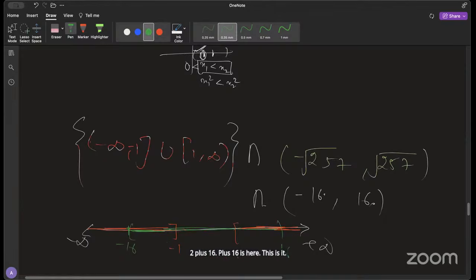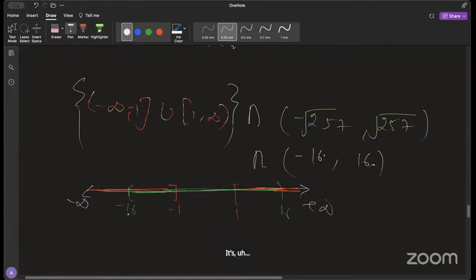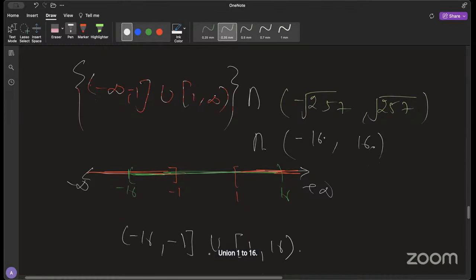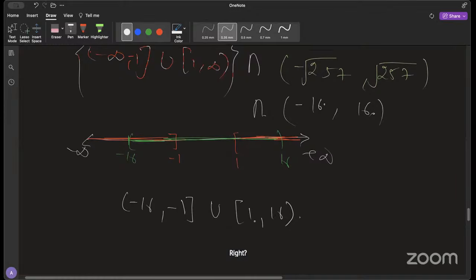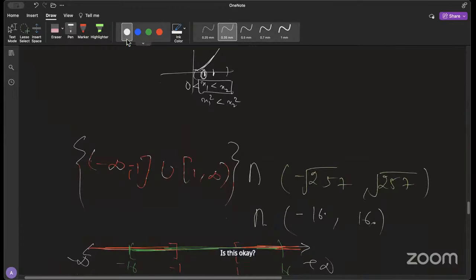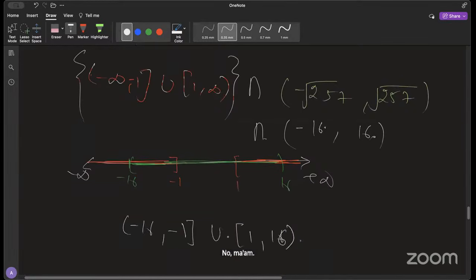So what's the intersection of the red one and the green one? It's minus 16 to minus 1, union 1 to 16, right? Is this okay? Does anyone have a doubt so far? No, ma'am. Okay.